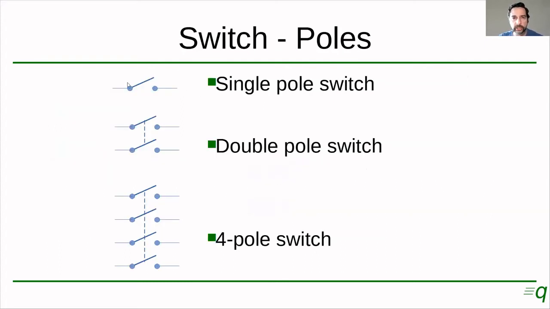So these are switches with different numbers of poles. This is a single pole switch, right? It can open or close one circuit. This is a double pole switch, which is two single pole switches, but mechanically linked. So this dotted line here means whenever one of these opens, the other one opens, and whenever one closes, the other one closes. And this is a 4-pole switch. So whenever you activate it, you're closing 4 switches at the same time, 4 circuits at the same time. Whenever you turn it off, you're opening 4 circuits at the same time. Okay.